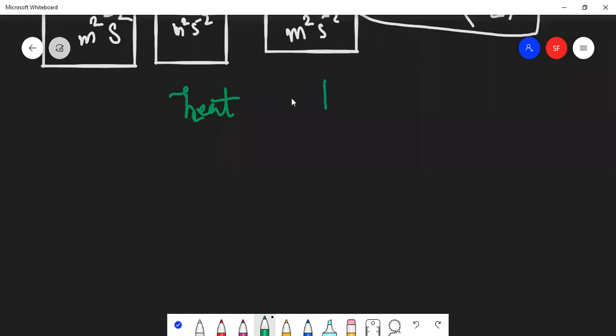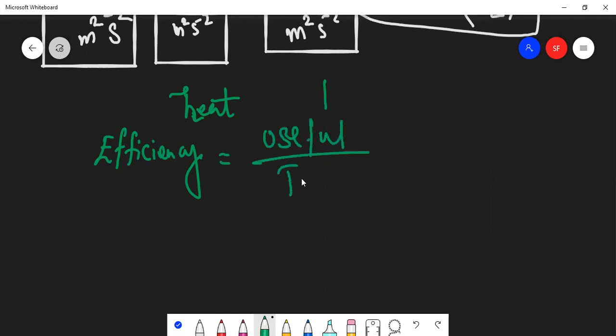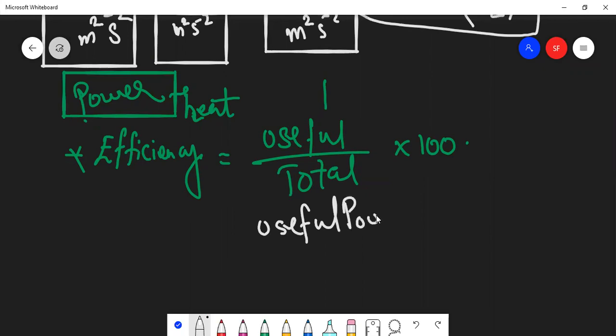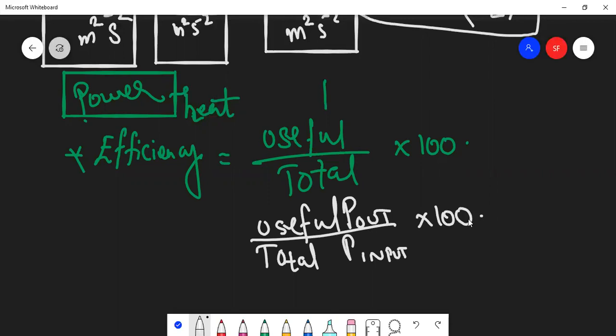Okay, efficiency. You need to calculate efficiency. Efficiency is just the ratio of the useful stuff divided by the total stuff times 100. Now, if you're talking in terms of power, efficiency is going to be the useful power output divided by the total power input, multiplied by 100. If it's in terms of energy, then it's going to be useful energy divided by the total energy times 100.